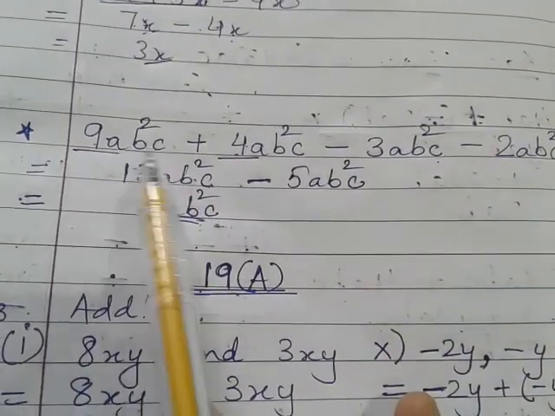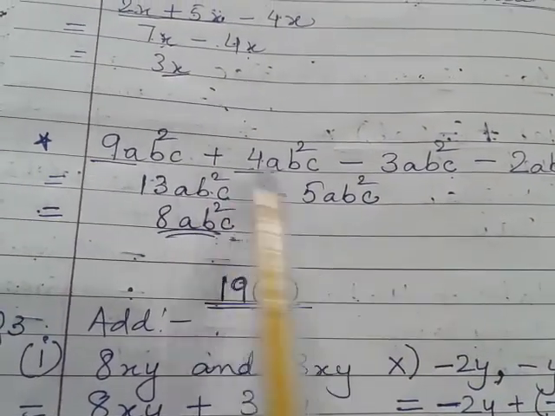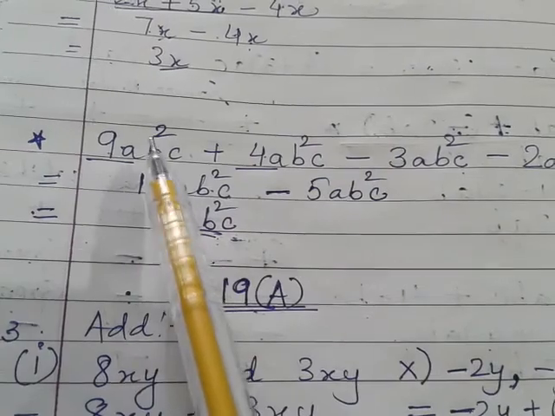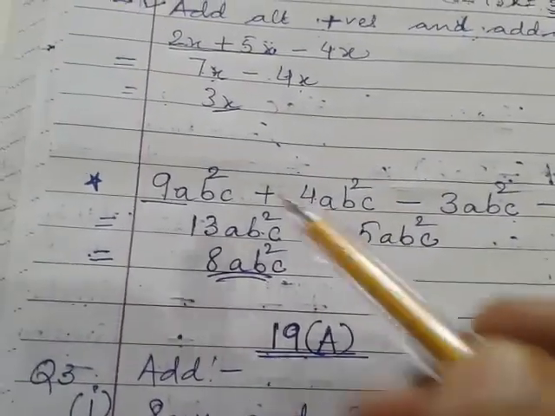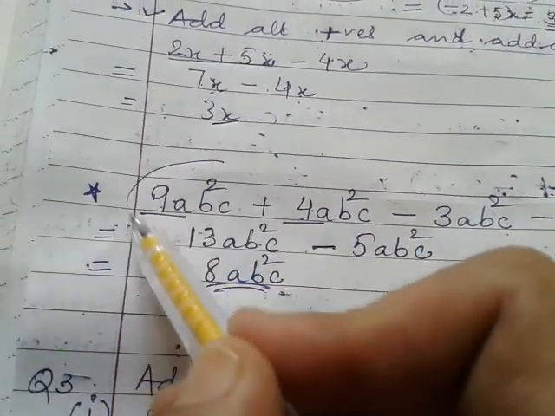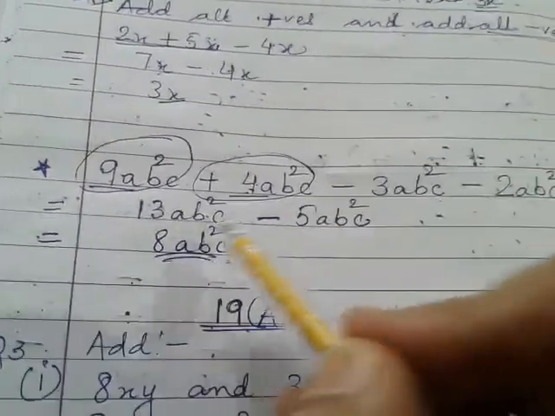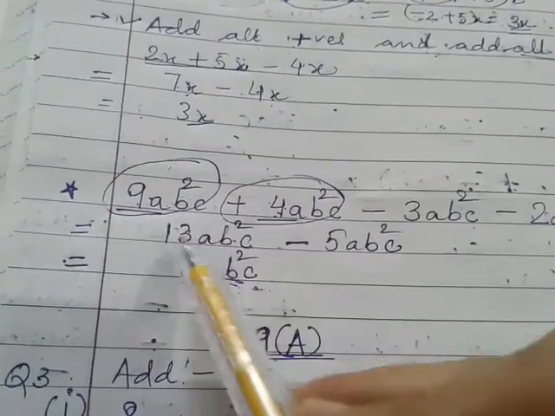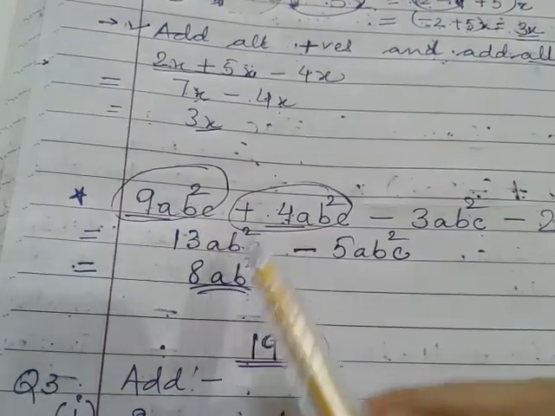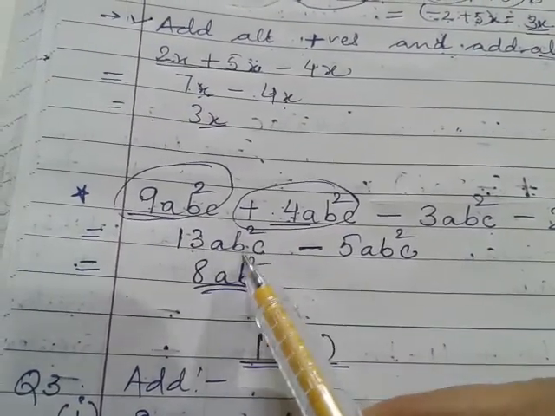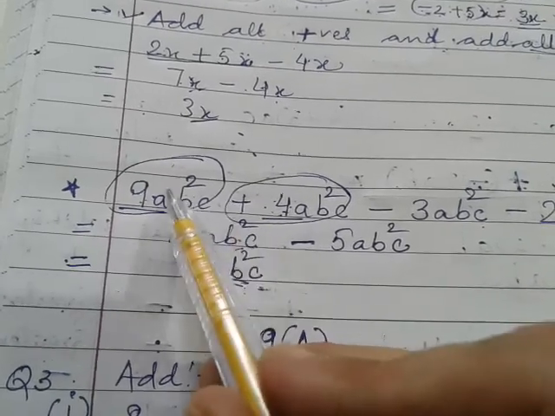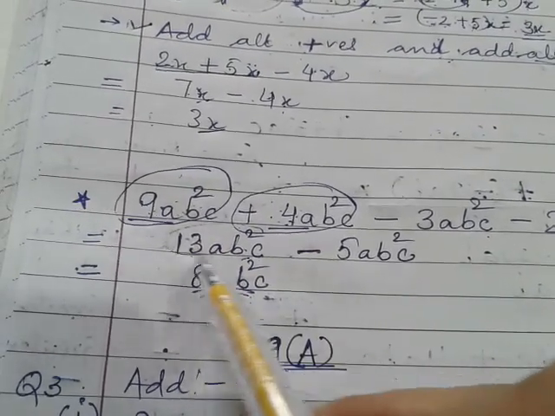For example, this ab square c. What you have to do is first add all the positives. No sign means positive, so this is positive. Again plus 4 means it is also positive. So two positives are there. 9 plus 4, 13. 13 ab square c. So I have added all the positives here.